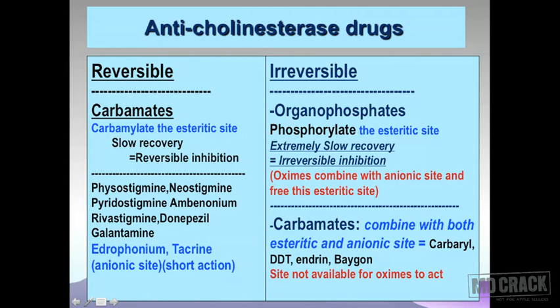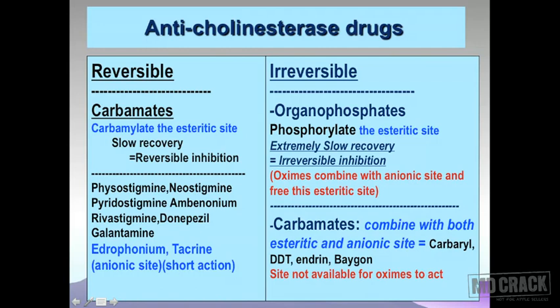But what's the difference? These carbamates, the irreversible carbamates, combine with both the esteratic as well as the anionic site. The compounds are carbaryl, DDT, endrin, and bigon. So these substances are going to sit on the esteratic site as well as the anionic site. And naturally, if you try to give oximes to reverse this poisoning, the oximes have no place for action. The anionic site is not free because the carbamates are combined with both the esteratic and anionic site.